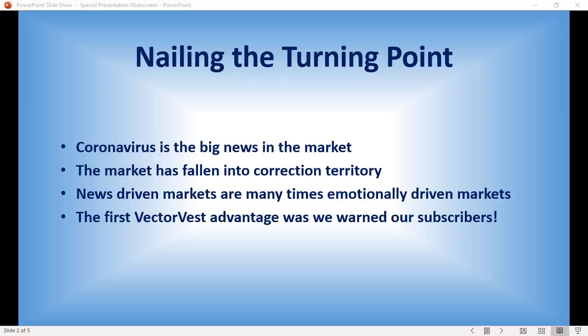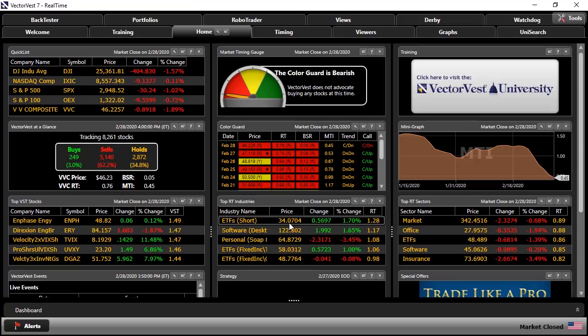Let's get into the software. As I look at the homepage of the software as of right now, the market fell off the earth again. Now, I'm not the bringer of doom and gloom. I'm just telling you the facts. The market has fallen, as I mentioned, into correction territory. Our market timing gauge is smack dab all the way in red, and the color guard is full of red.